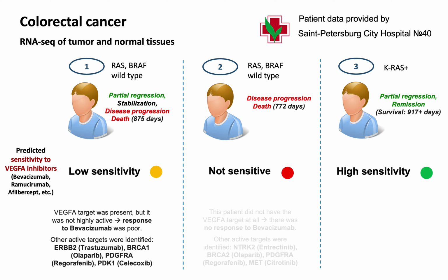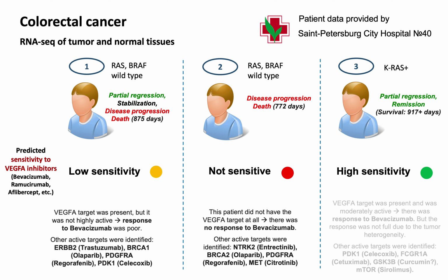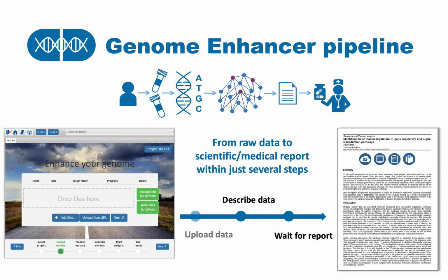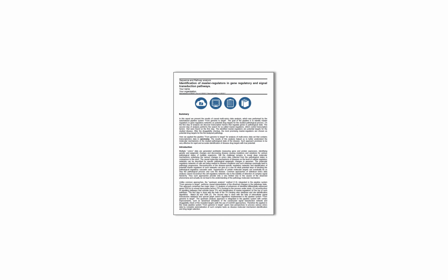That is how Genome Enhancer can predict the sensitivity of a certain clinical case to a selected drug, or can provide a ranked list of all prospective drugs for a given patient case, including approved and off-label drugs, as well as drugs undergoing clinical trials. Within just several hours, Genome Enhancer makes a true research project out of any patient case under study.